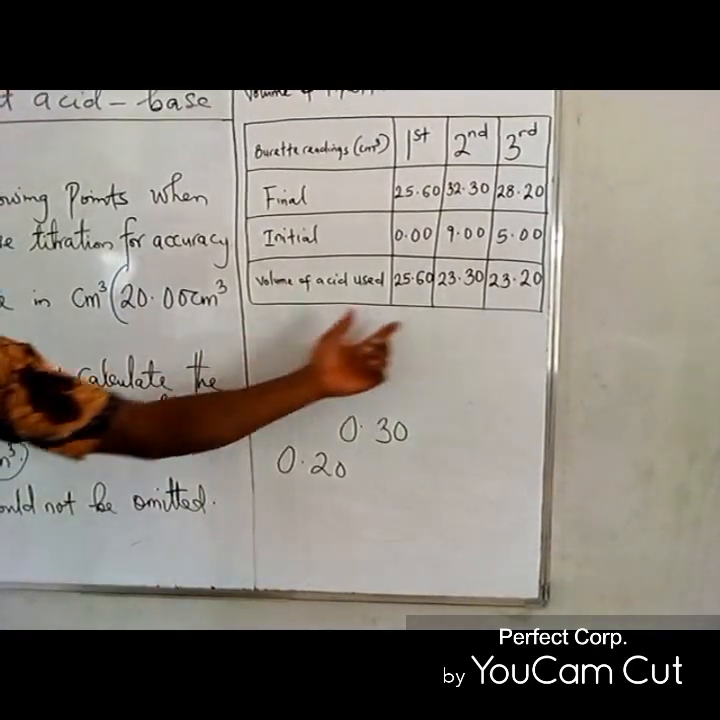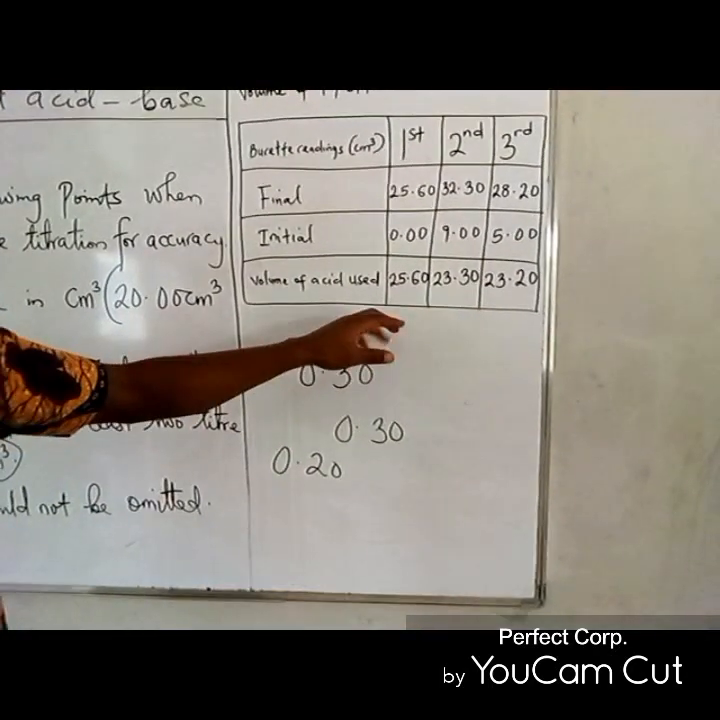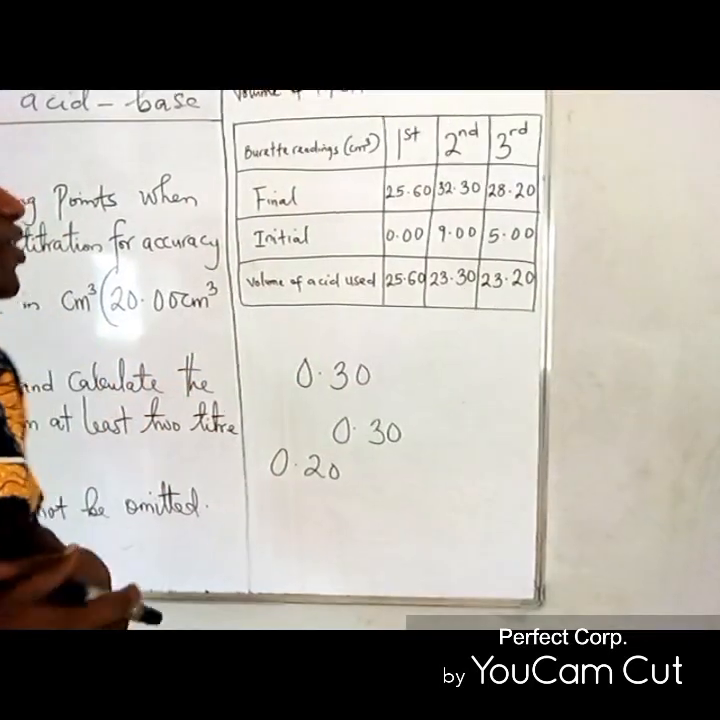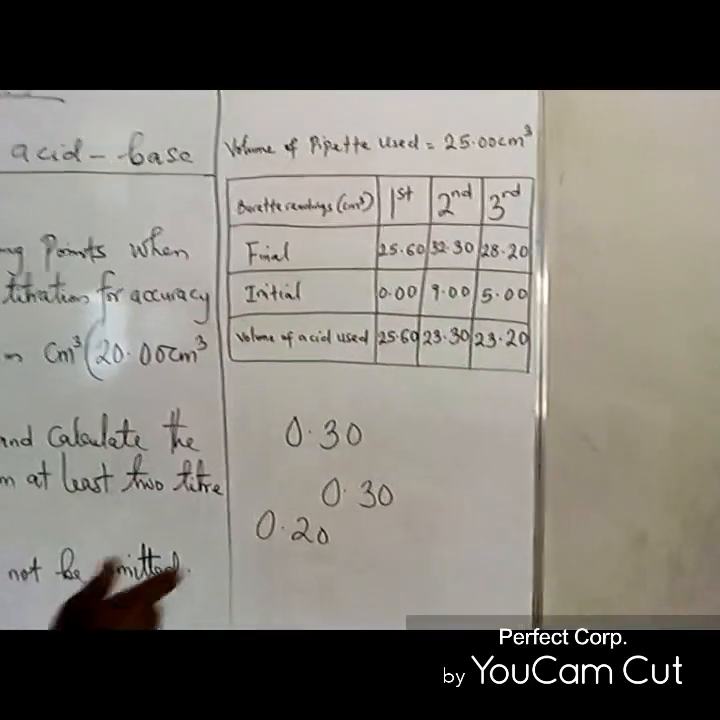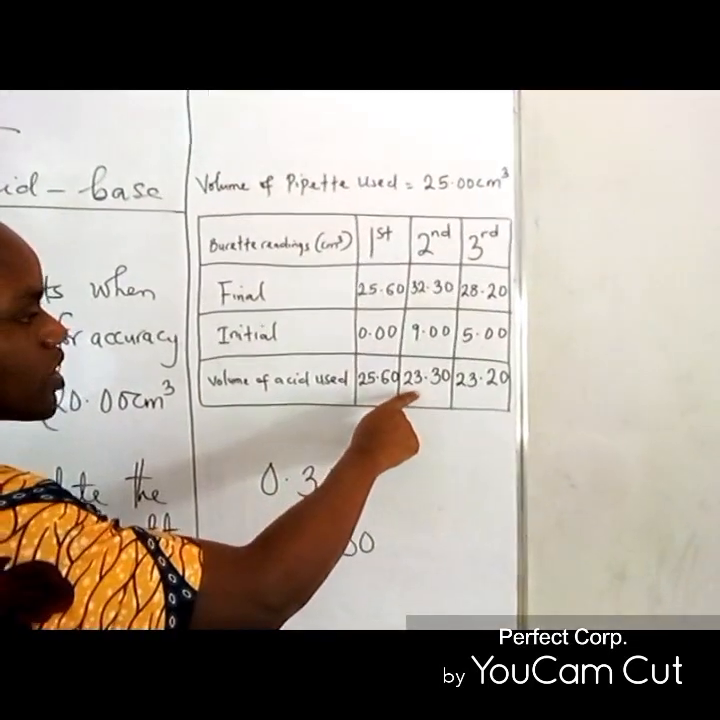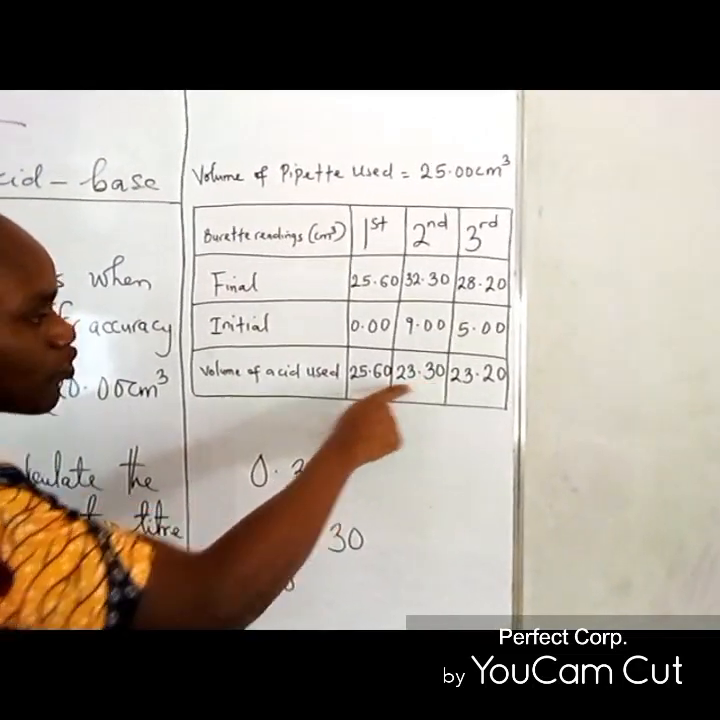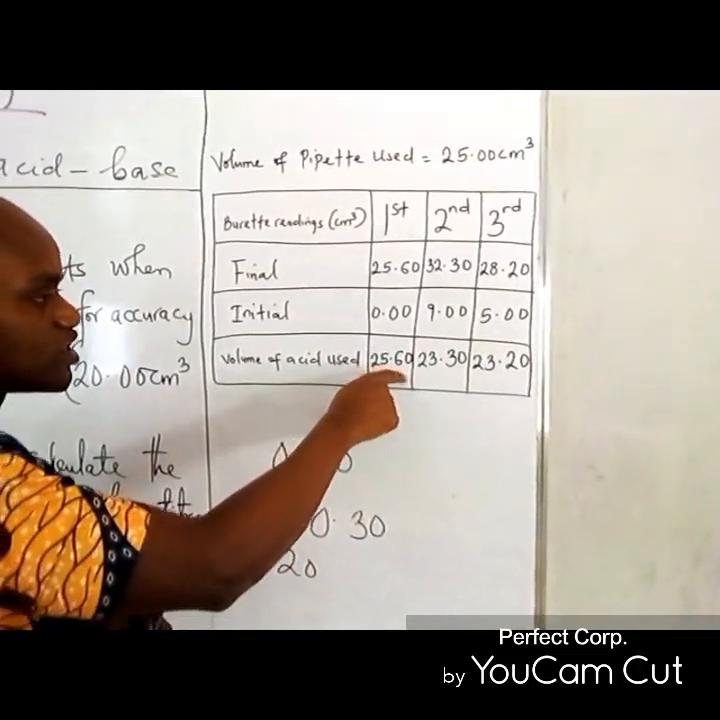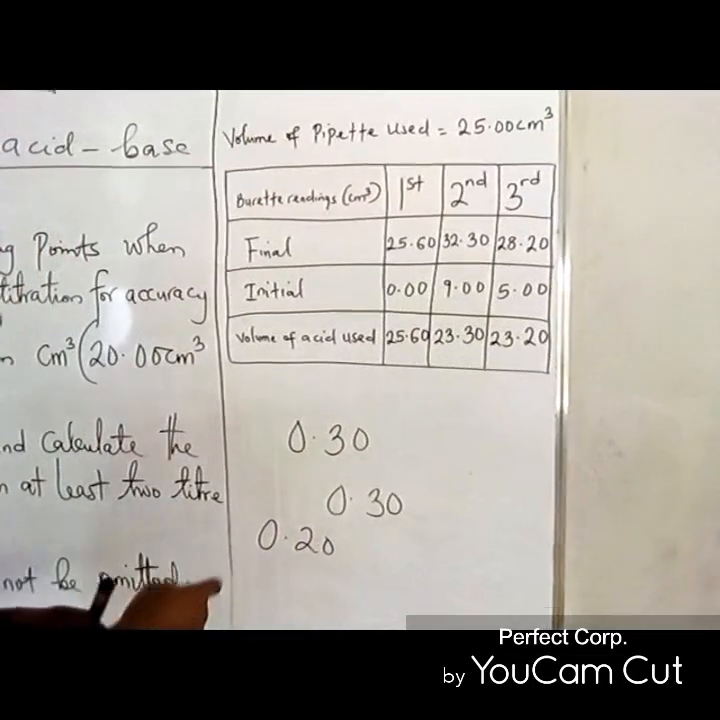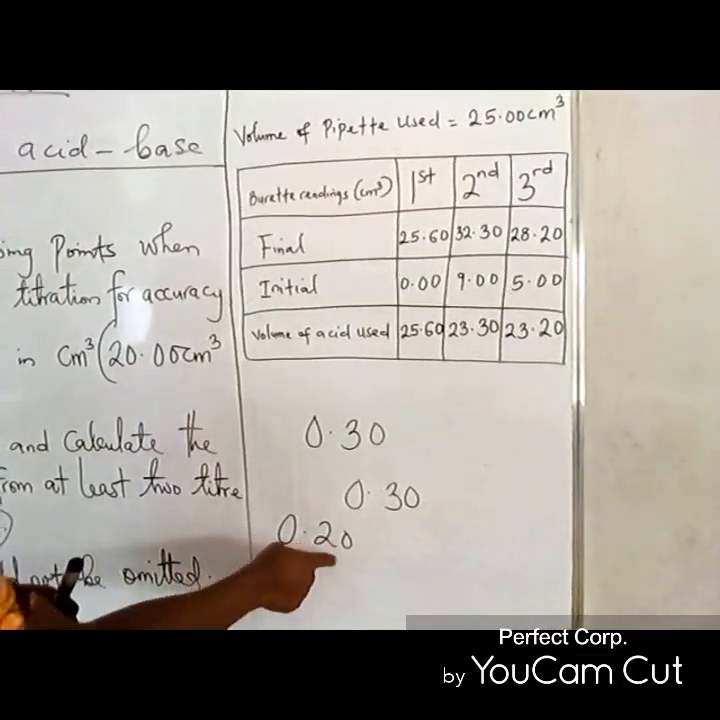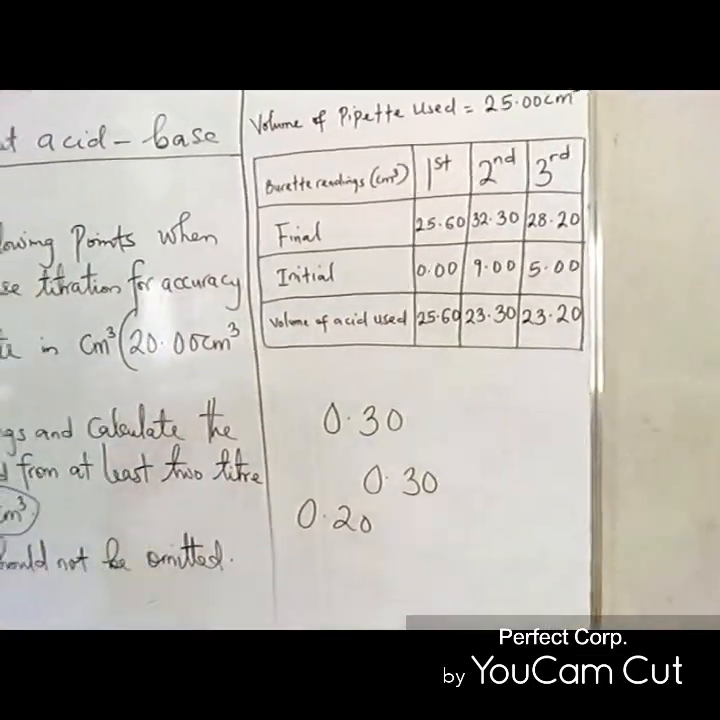So going by this example here, let's quickly check these three titer values, or volumes of acid used. First we want to subtract 23.30 from 25.60. Let's see the answer that we are going to get, if it's going to give us 0.20 or above.